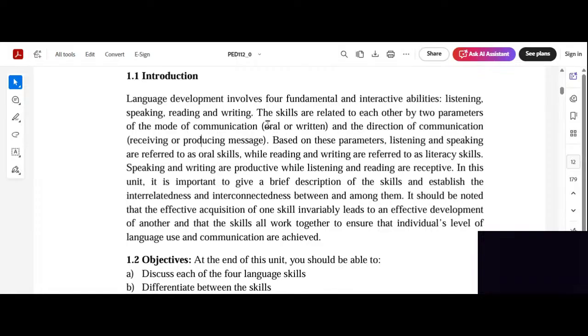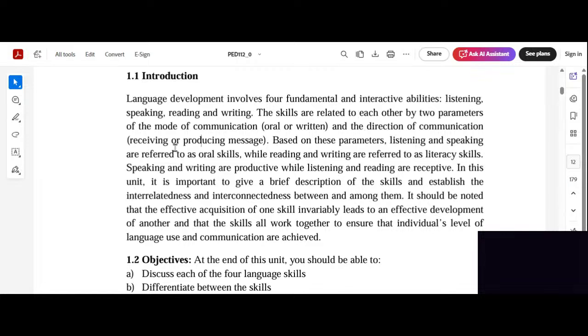So the skills are related to each other by two parameters. The mode of communication, which is oral and written. The oral and written, that means the word of mouth and the one you are writing down. That is the relationship between these four. And the direction of communication, which is receiving or producing.